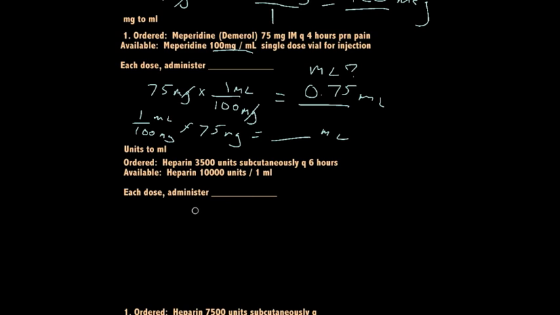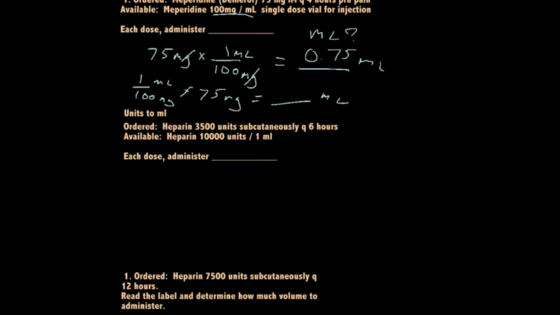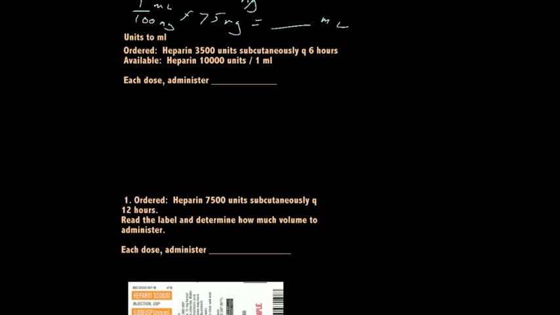So, alright, next up is units to milliliters. A lot of people really seem to struggle with this because units is kind of a foreign term, especially if you've got to look at it on the actual label itself and read it. A lot of people make some mistakes with that, and I'll talk about those here in a minute. But basically, with units to milliliters, you set it up the exact same way as you would milligrams to milliliters.